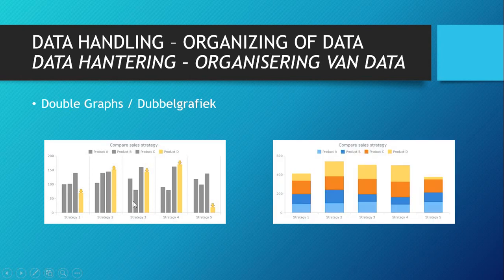If you do not want to write them next to one another, you can make use of a stacked graph where we're putting them on top of one another. So we've got product A, which was 100, plus the 100 of product B, plus the 150 of product C, plus the 70 of product D. So I'm adding them all on top of one another for strategy 1. Same for strategy 2 and 3 and 4 and so forth.